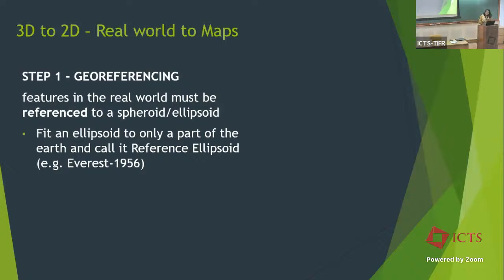And then that is called what's known as a reference ellipsoid. So an example of that would be Everest 1956. So what does that mean? This naming system, the name corresponds to the region of the Earth's surface that it matches. In this case, this was built for mapping areas around Everest. And 1956 is the year in which that reference ellipsoid was defined.